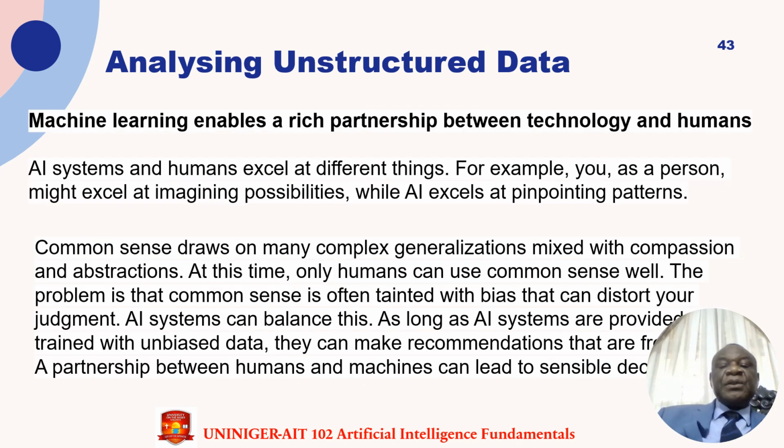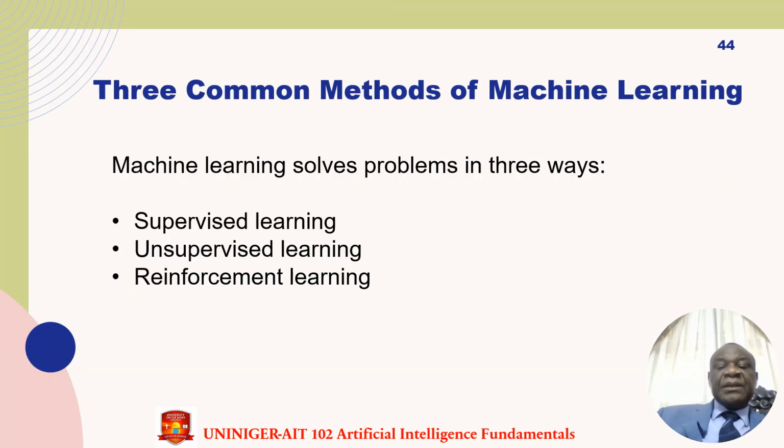Machine learning enables a rich partnership between technology and humans. AI systems and humans excel at different levels. For example, you as a person might excel at imagining possibilities while AI excels in pinpointing patterns. So we need to collaborate. There are three common methods of machine learning: supervised learning, unsupervised learning, reinforcement learning.